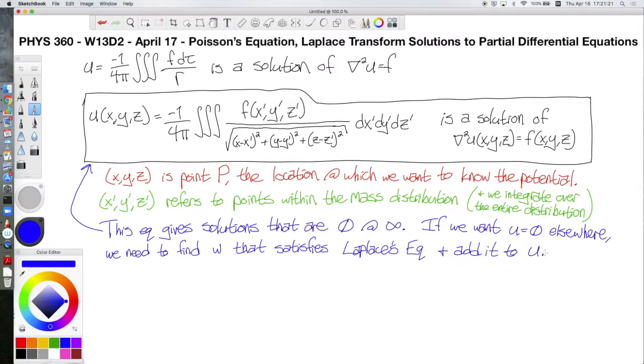So to do this, we will find a new function w that satisfies Laplace's equation, not Poisson's equation, and then we will add that to u to get our final answer.